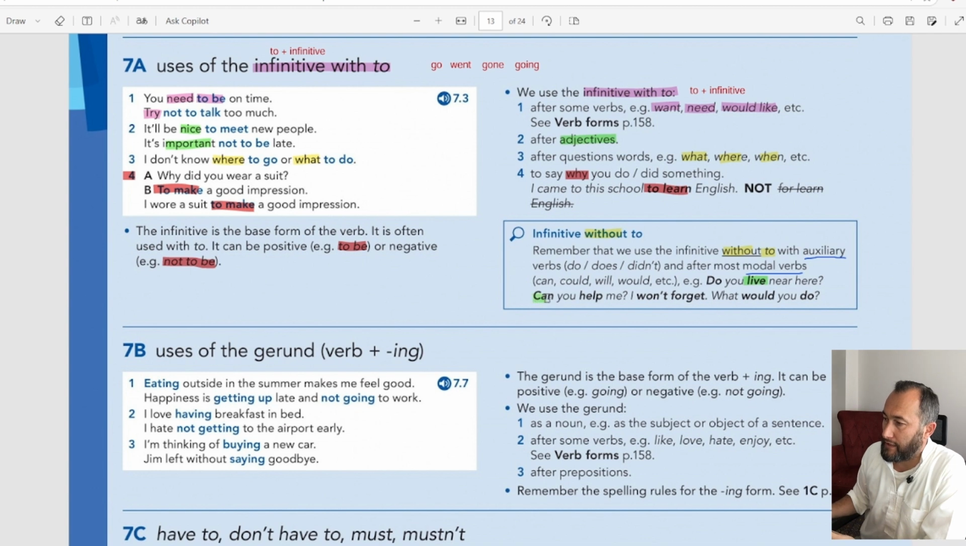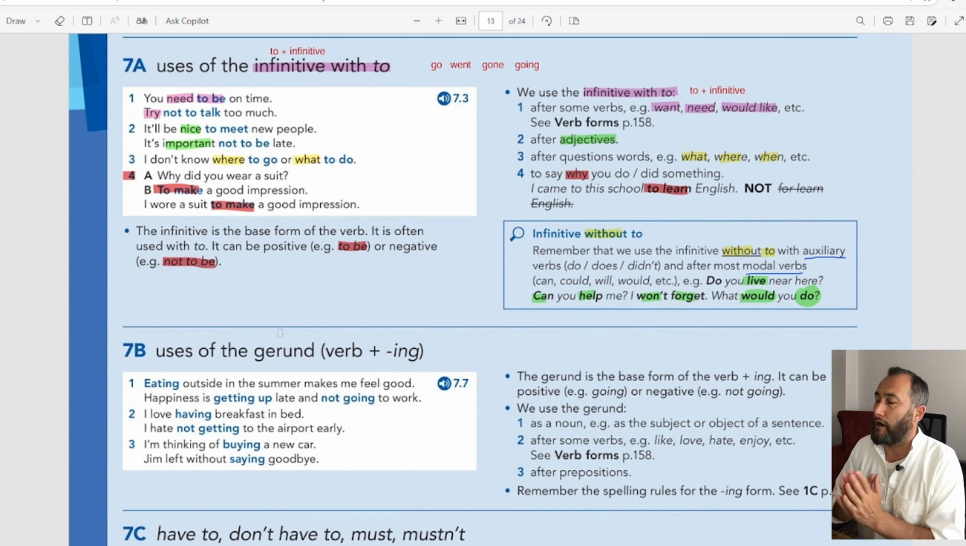Can you help me? See, can you help me? I won't. Obviously, the negative modal verb. I won't. No, forget. Infinitive. What would you do? Why I'm using do as infinitive is because of would. What would you do? Because would is a modal verb. Right? So that's it. Now we're going to move to the exercise 7a, to do some practice, guys.